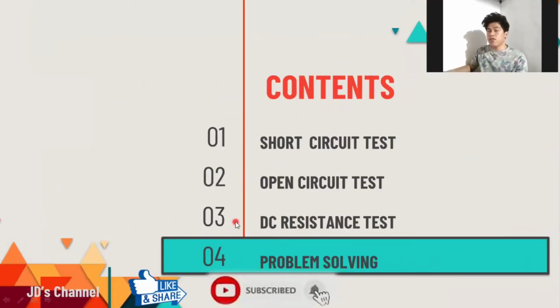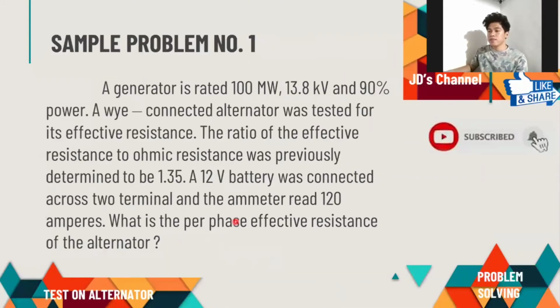Okay, that's all for the theory, and let's go now to the problem solving. Okay, sample problem number 1. A generator is rated 100 megawatt, 13.8 kV, and 90% power factor.